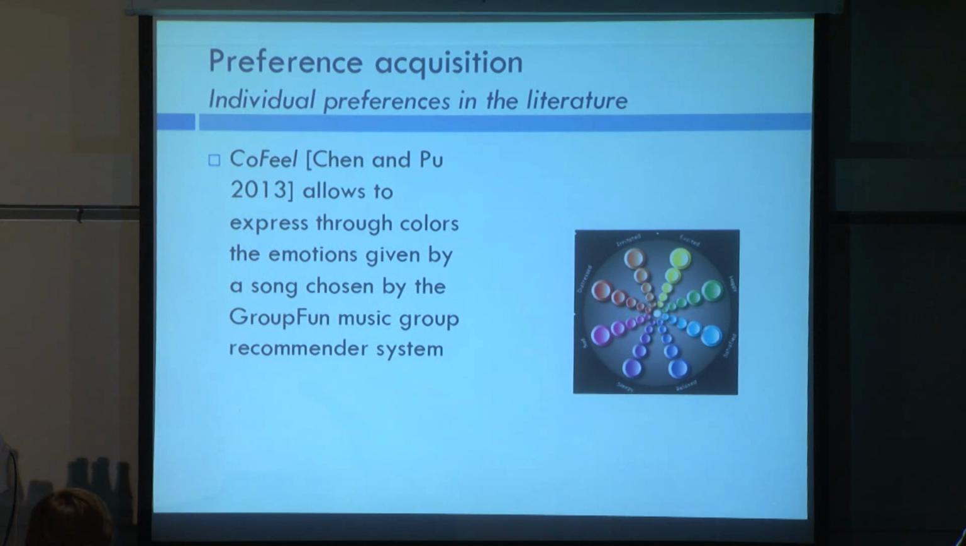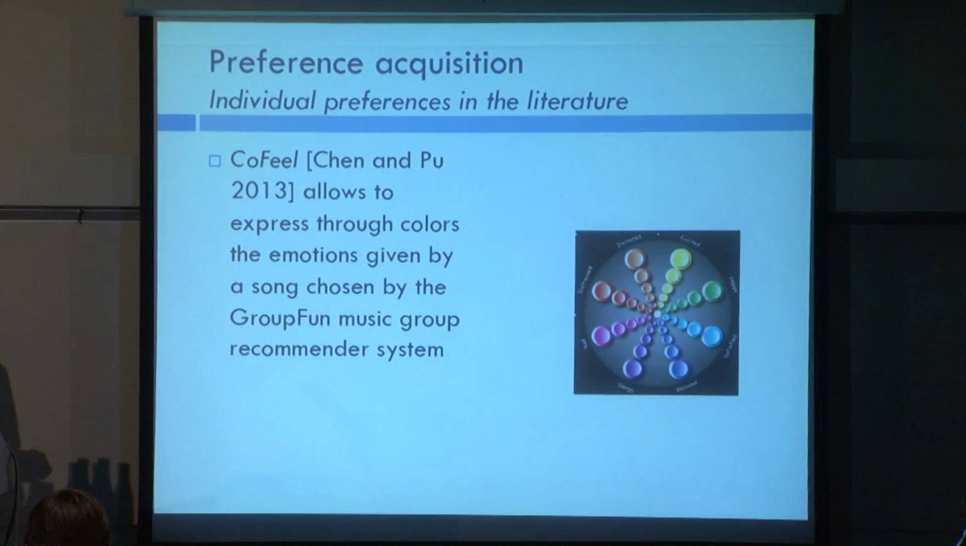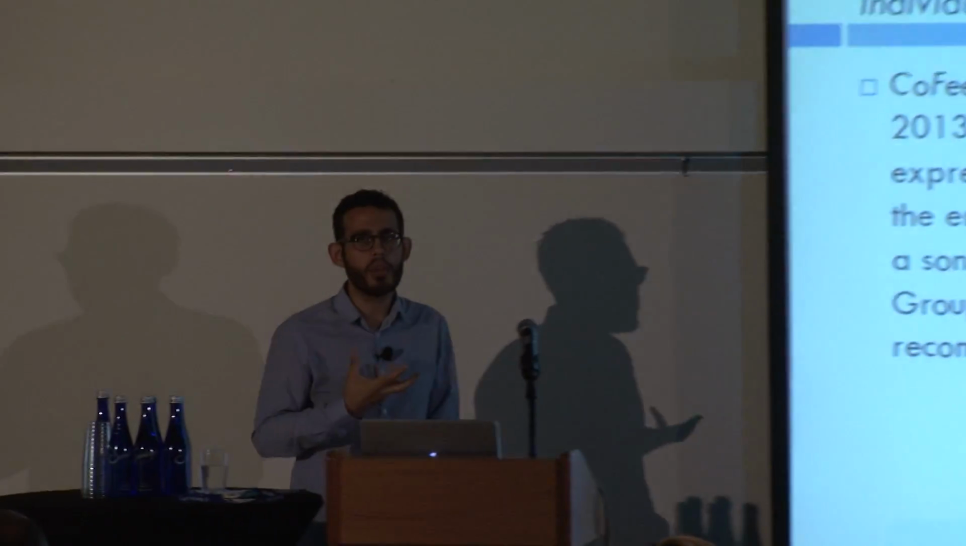When considering individual preferences, I decided to avoid classic ratings that can also be found in classic, individual recommender systems. And I try to focus on some specific cases in which the system considers individual preferences in a group recommender system. Here we can see that Co-fill is a system that allows users to express through colors the emotion that a song gave them. Then these emotions are used in order to decide which music should be played for a group.